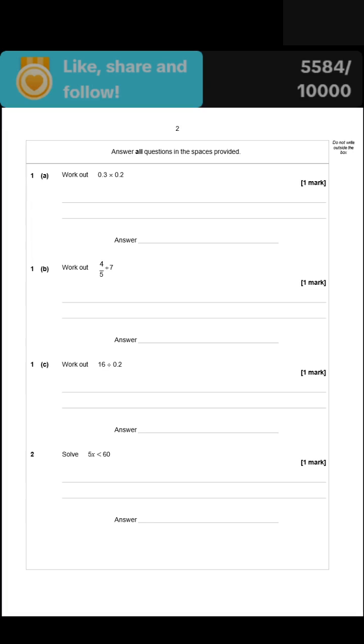So on to AQA higher, and again we're just looking at the first third of the paper. If you're on foundation, please do carry on watching. These questions would also be on the foundation right towards the end. So we have 0.3 times by 0.2. If you are confident enough, please do have a go. Pop your answer in the comment section for me.